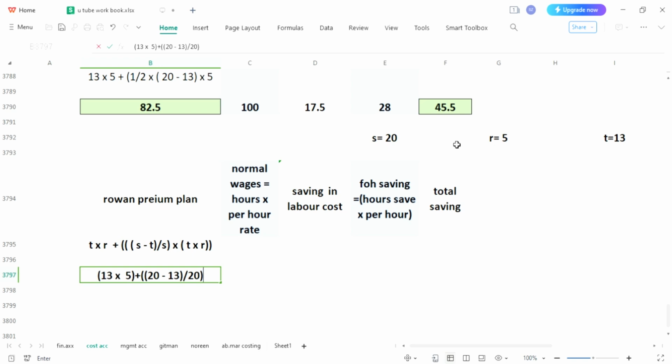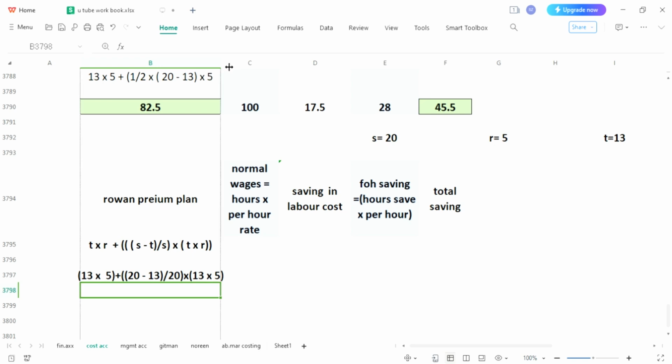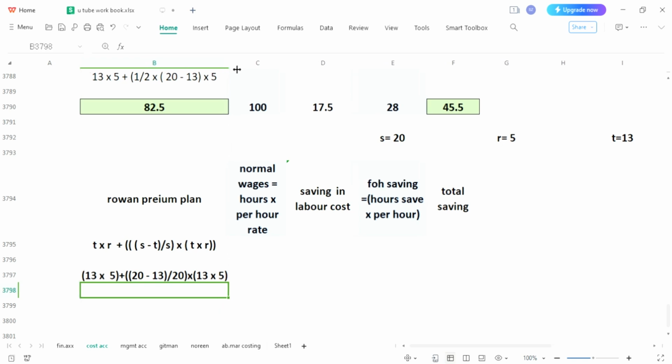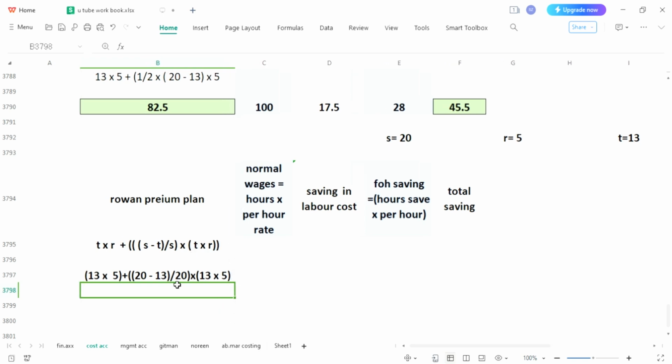Close bracket, and then multiply. Time taken was 13, and it would be multiplied by R, rate is 5, and close the bracket. So this is your statement. Appearance is clear, and this statement is for Rowan plan. Little more space we are creating. Since the statement is completed, now we can put it on our calculator. We will have to be careful.